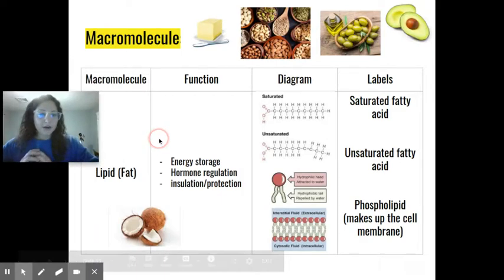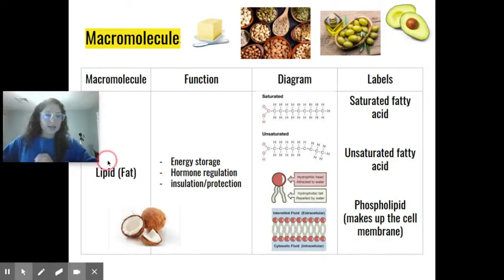The next type of macromolecule is what we call a lipid, and you might have heard the term fat being used before. So the common name for this is fat. The science word would be lipid. Now, lipids have a bunch of functions or a bunch of jobs in your body. They can be used for energy storage.